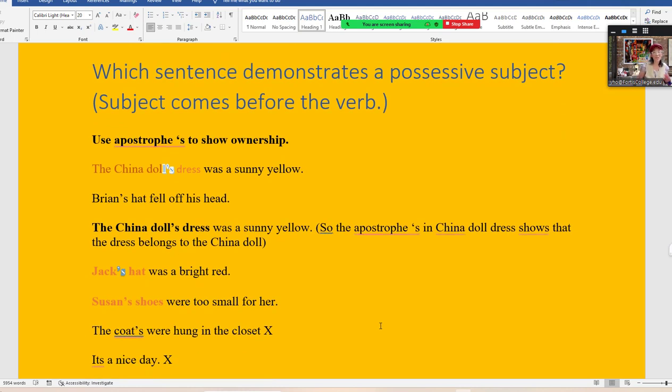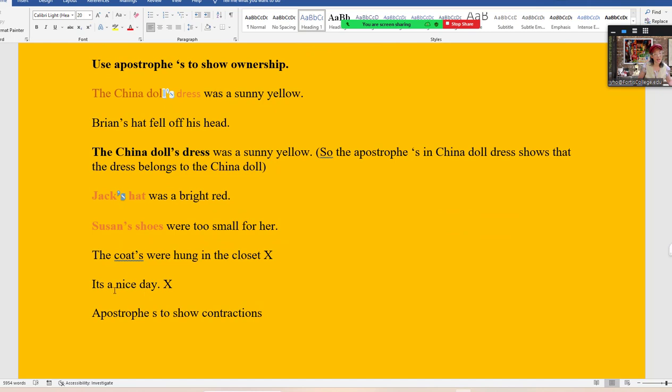Okay, so which sentence demonstrates a possessive subject? So we use apostrophe S to show ownership. And so the China doll's dress was a sunny yellow. Brian's hat fell off his head. And so the China doll's dress, so the apostrophe S in China doll shows that the dress belongs to the China doll. Jack's hat was a bright red. Susan's shoes were too small for her. And then this is wrong. The coats were hung in the closet.